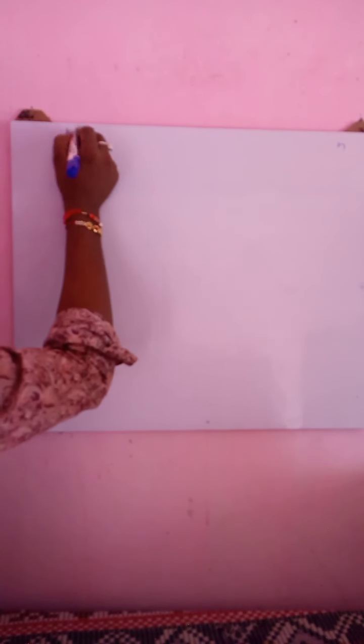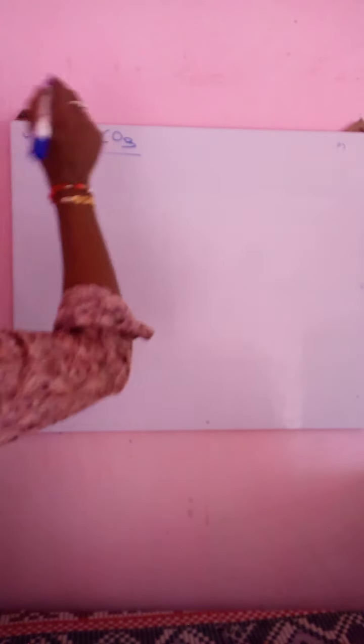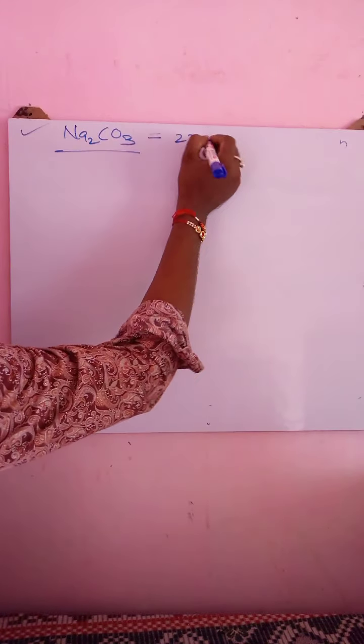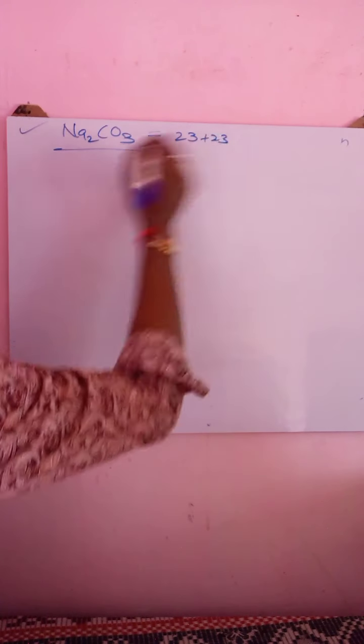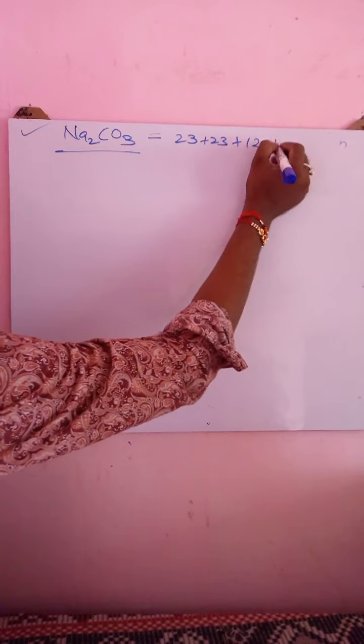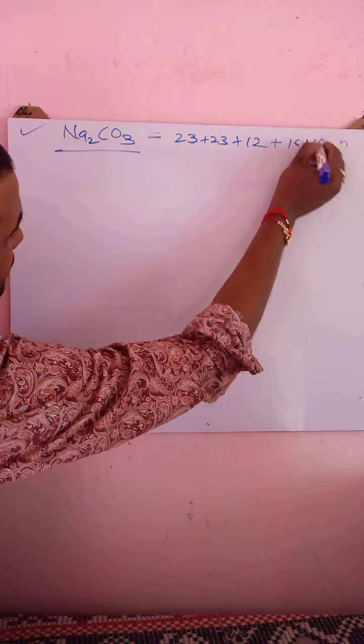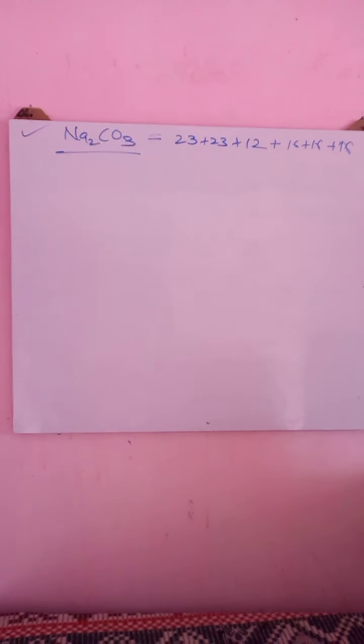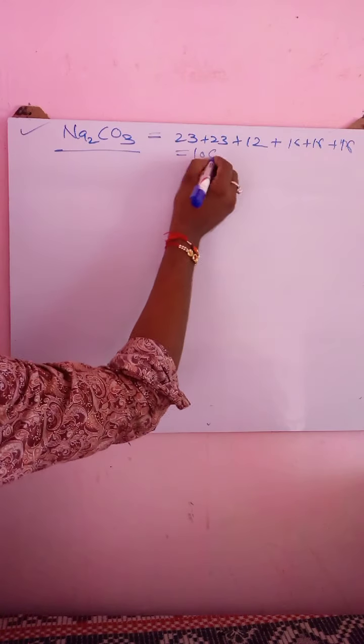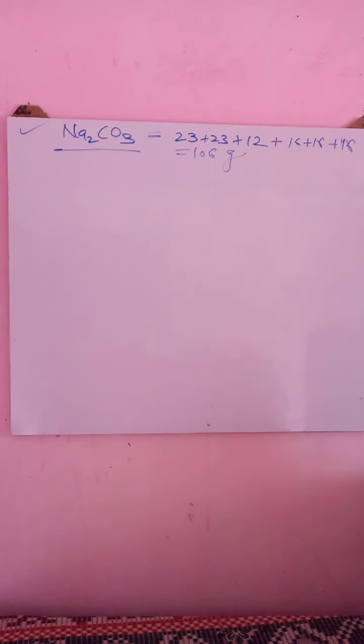One more numerical we can see. Find out the percentage composition of sodium carbonate, Na2CO3. While solving the percentage composition numerical, first of all you have to find the molecular mass of sodium carbonate. We have 2 sodium, 23 plus 23, plus carbon mass 12, plus 3 oxygen, 16 plus 16 plus 16. The total mass will come to 106 gram, the molar mass of sodium carbonate.